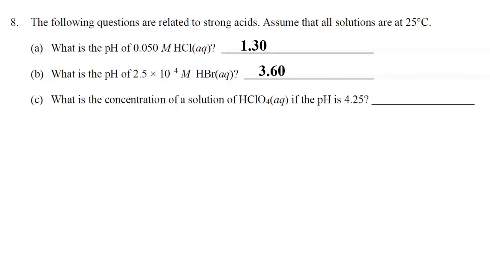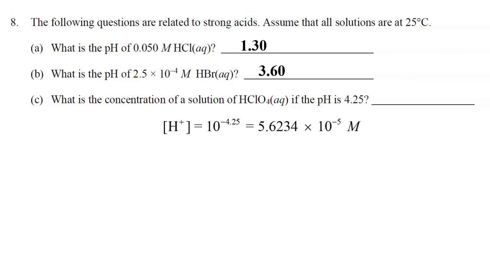Now, in part C, we're going to go in the opposite direction. It says, what is the concentration of a solution of perchloric acid, another example of one of the strong acids, and we are given that the pH is 4.25. So therefore, I'm going to go backwards by doing the inverse of the negative log, which means 10 raised to the minus 4.25 power.